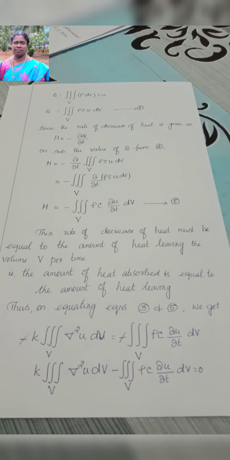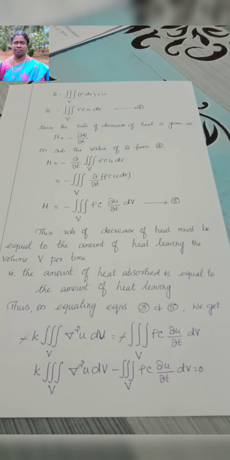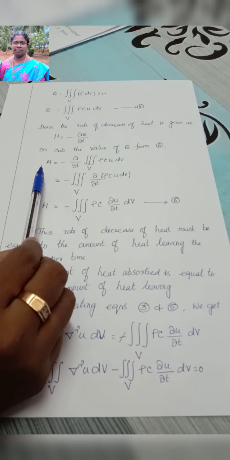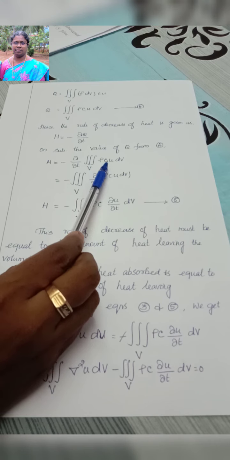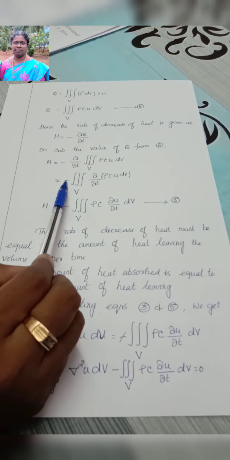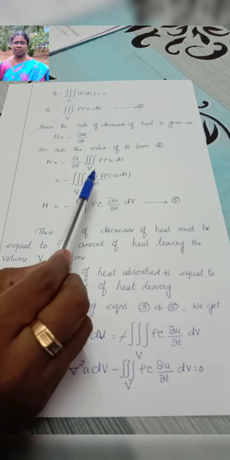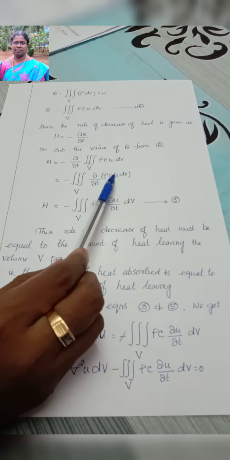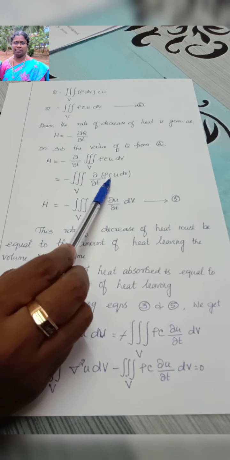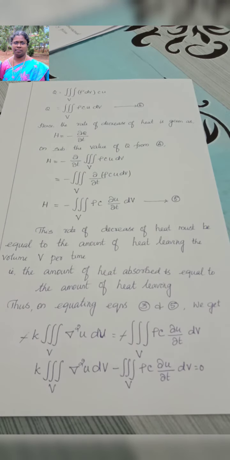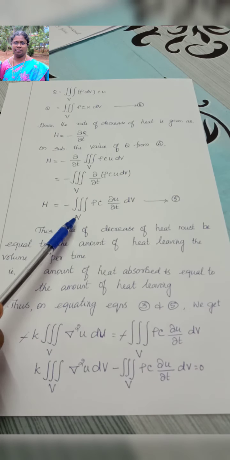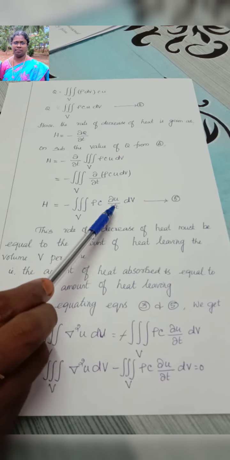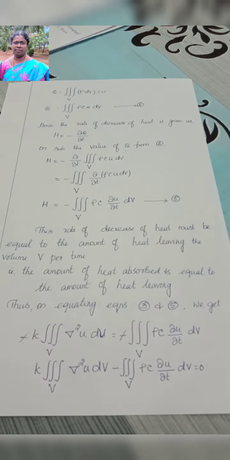On substituting the value of Q from 4 in the above equation, the rate of decrease of heat can also be written as h equal to minus dou by dou t of triple integral over V rho c u dV. This is equal to minus triple integral over V dou by dou t of rho c u dV. Here rho and c are constants, so they can be taken outside the differentiation. Hence h is equal to minus triple integral over V rho c into dou u by dou t into dV, and this is equation number 5.